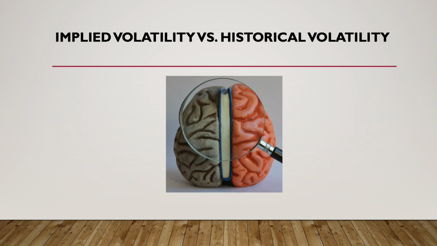Implied volatility versus historical volatility. We have two key volatility players: implied volatility, also known as IV, and historical volatility, known as HV. IV is like a fortune teller, peering into the future to predict how volatile the markets might be. It's based on current option prices. HV, on the other hand, is like a history buff, analyzing past price movements of the underlying asset to gauge its volatility patterns.